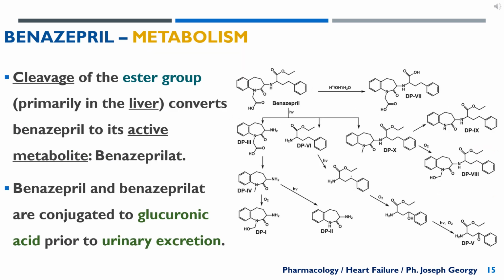Now what about its metabolism? Actually, cleavage of the ester group, primarily in the liver, converts benazepril to its active metabolite benazeprilat. Benazepril and benazeprilat are conjugated to glucuronic acid prior to urinary excretion.